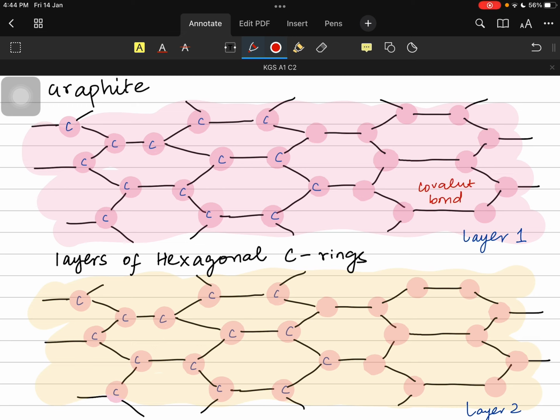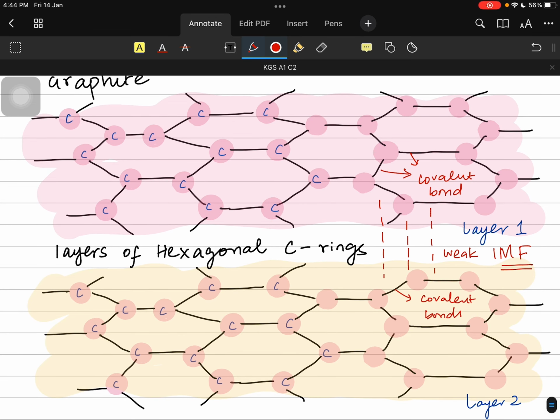This is the covalent bond between the carbon atoms over here. These are the covalent bonds like this between the carbon atoms. But between the layers, there are weak intermolecular forces, aka IMF. So we know two things about it: it's going to have a very high melting and boiling point.